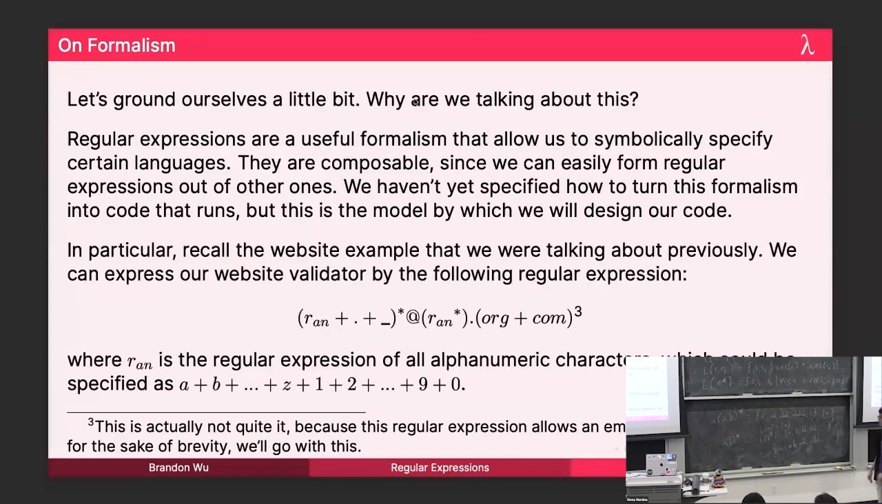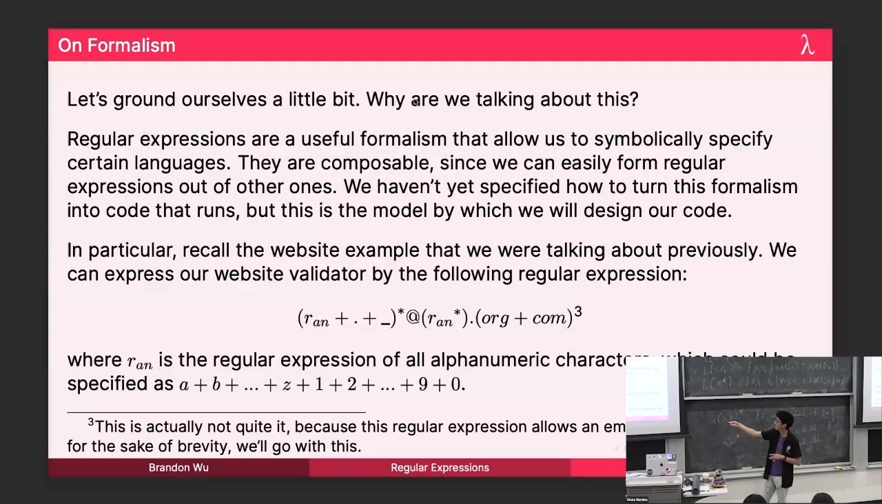So if I wanted to write a regular expression for the email thing I was talking about, let r sub an be the regular expression that matches all alphanumeric characters. You could write it as a plus b plus dot dot dot plus z plus 1 plus 2 plus dot dot dot plus 0. Okay, you can literally manually write it out that way. Then an email would be alphanumeric character plus dot plus underscore. And remember that plus means or here. So alphanumeric or dot or underscore. And that any number of times. Hence I have my Kleene closure here, my star.